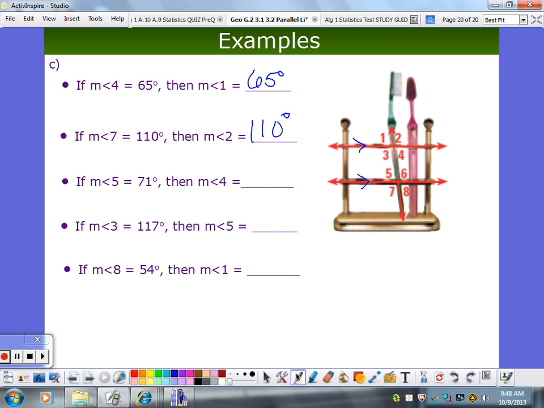Let's see. What universe am I living in now? Angle 3 is 117. Leela, what is the measure of angle 5? Now let's see. Angle 5. Oh, we got same side interiors. Yeah, so now we got to do that subtraction. What are we going to get? Well, tell me how first. Right? They're supplementary.